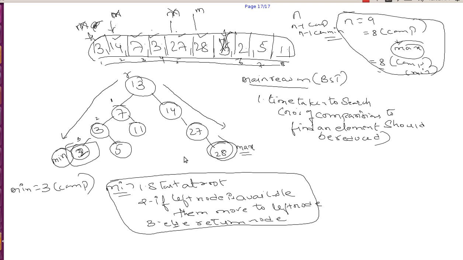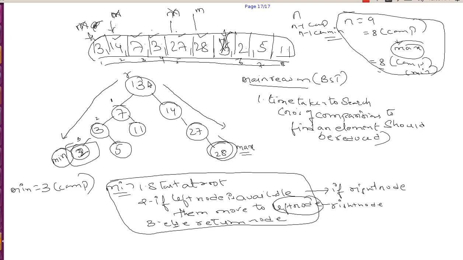Similarly for finding the max element, the same thing. If you have a right node, you move towards it. If you don't have a right node, then this will also be renamed as right node. If you have a right node, you move towards it, otherwise you return the node. So if you want to find the maximum element, same thing.